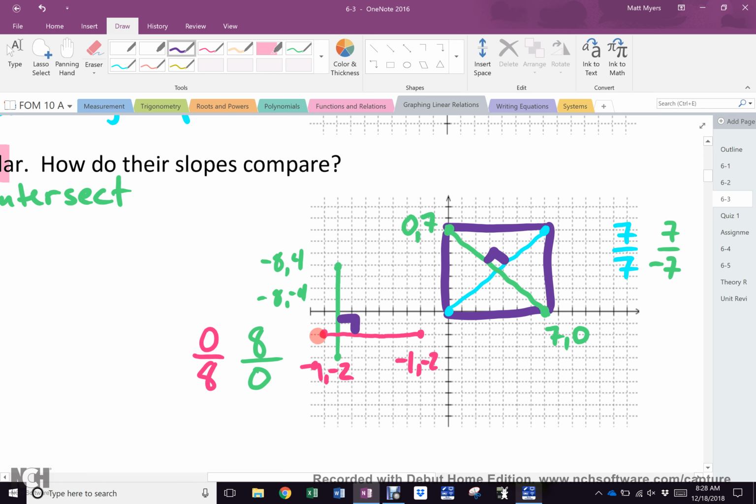When this guy was perpendicular, what happened to the slopes? Somebody already said what that is. It's a reciprocal. When this guy was perpendicular, what happened to the slopes? You said it already when you said what you said for perpendicular. They're opposite, aren't they? Everybody with me? So perpendicular lines have two characteristics. What are they? Their slopes do what? Reciprocate and are opposite.